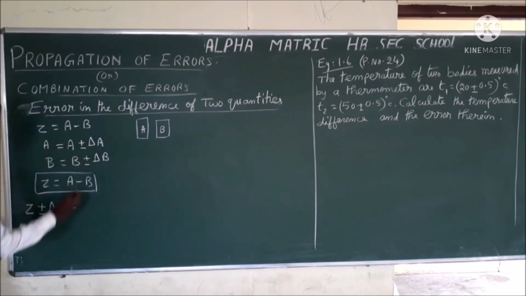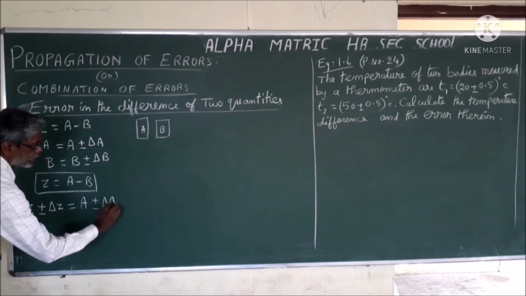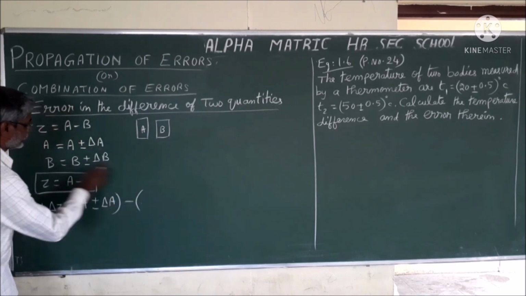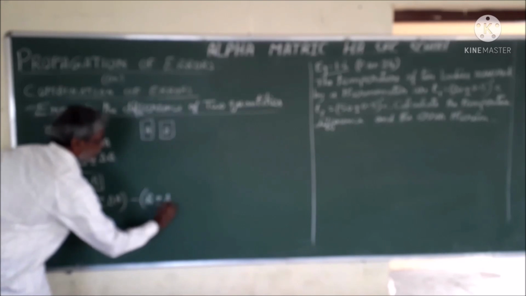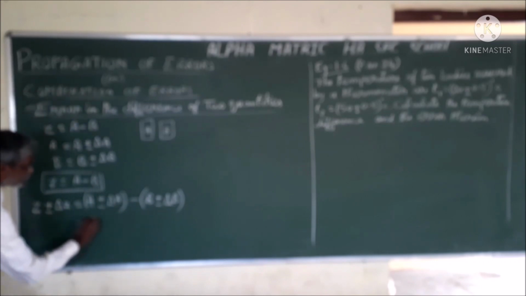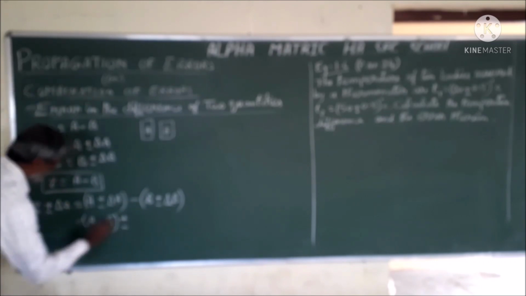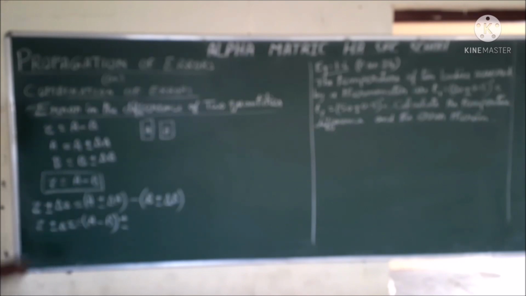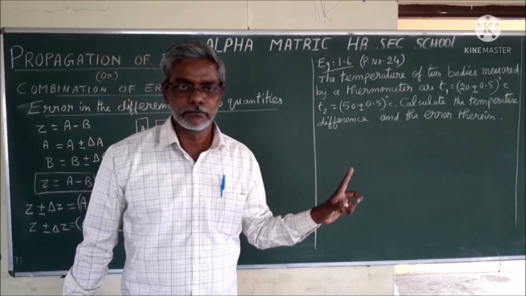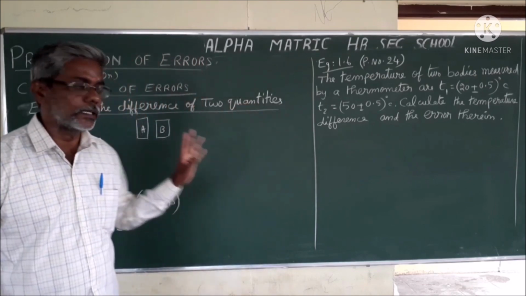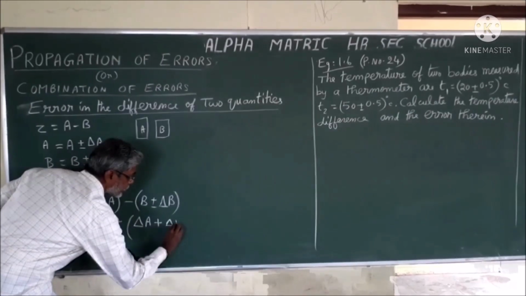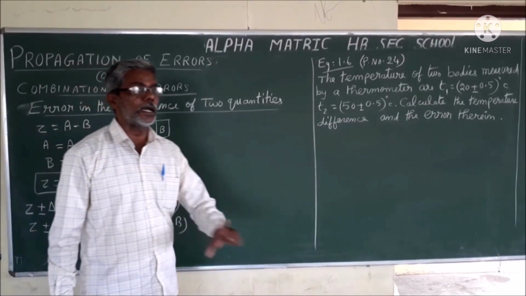That is equal to the value of A plus or minus delta A, minus B. What is B? B plus or minus delta B. That is, subtract these two true values: A minus B, plus or minus. Always the absolute error should be added. We must only add the error. So I will be writing delta A plus delta B instead of minus. I will be using plus, because always the absolute errors should be added.